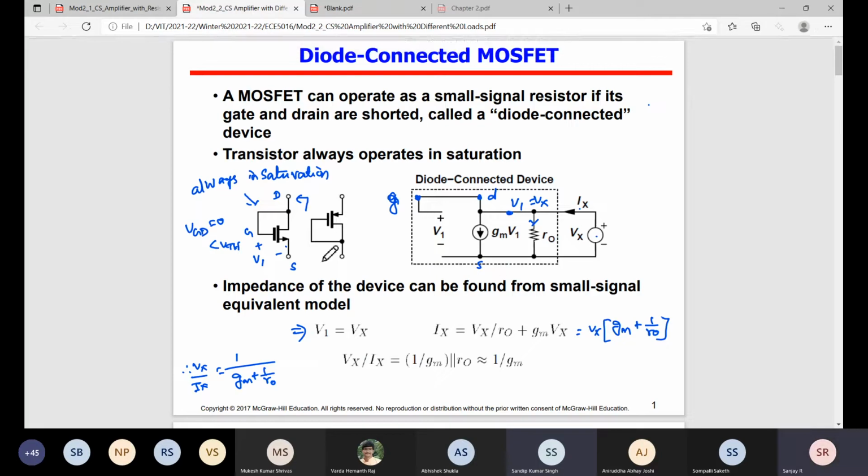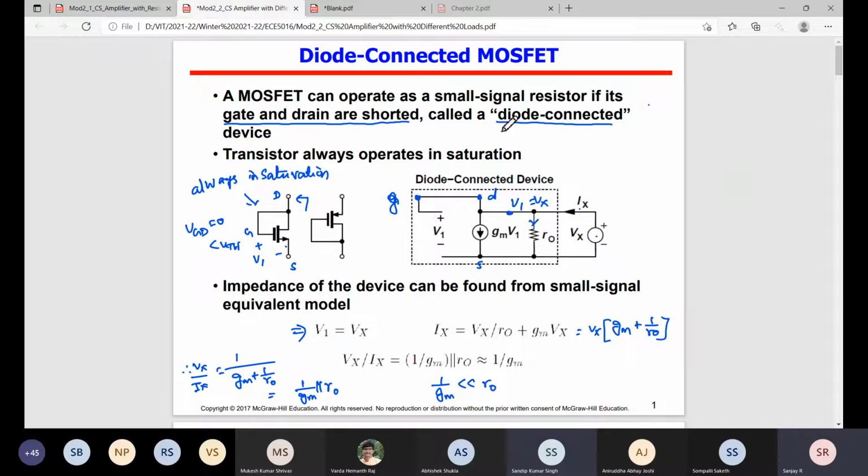So I can write this expression as 1 by gm parallel with R naught. Practically, 1 by gm is very much smaller than R naught, so I can approximate this expression as 1 by gm. Now you can see the impedance looking into the diode connected MOSFET, where diode connected means gate and drain are shorted, is 1 by gm. Any doubt in this derivation? Now wherever you see gate and drain shorted, it is called diode connected.